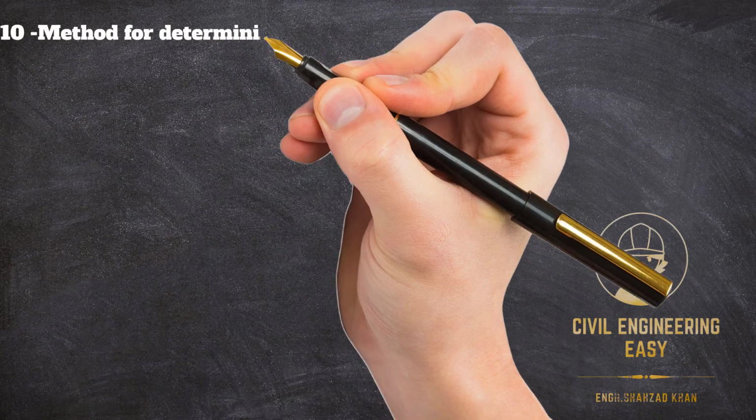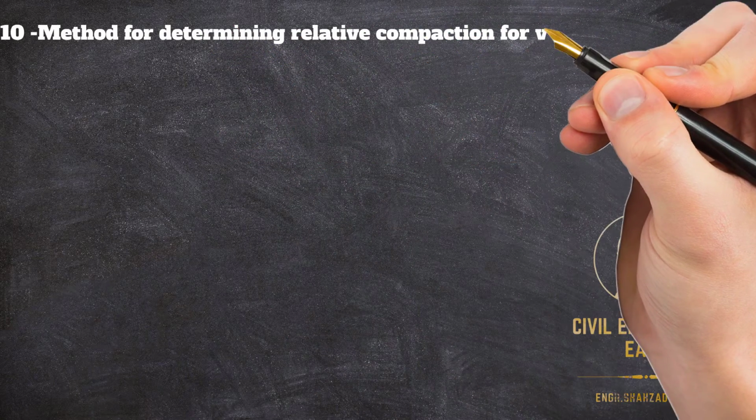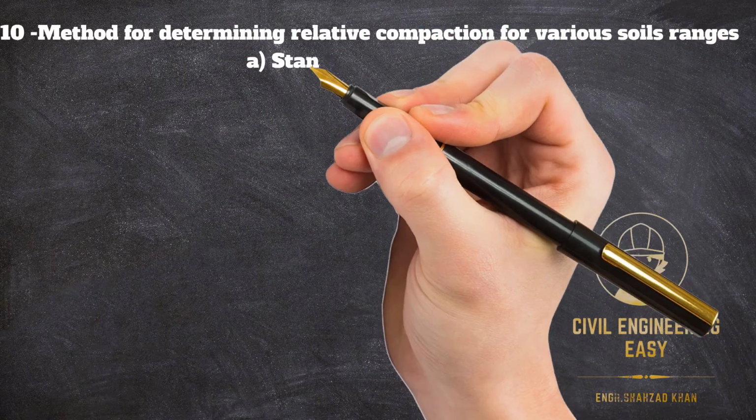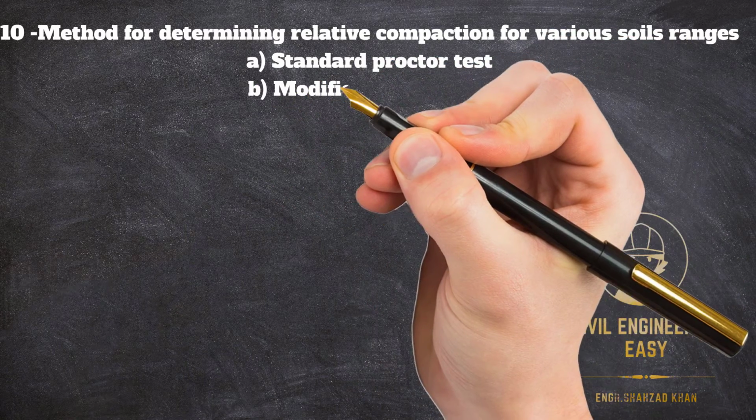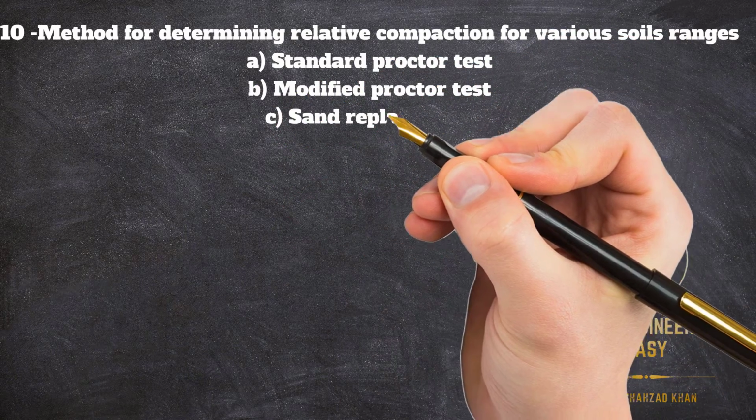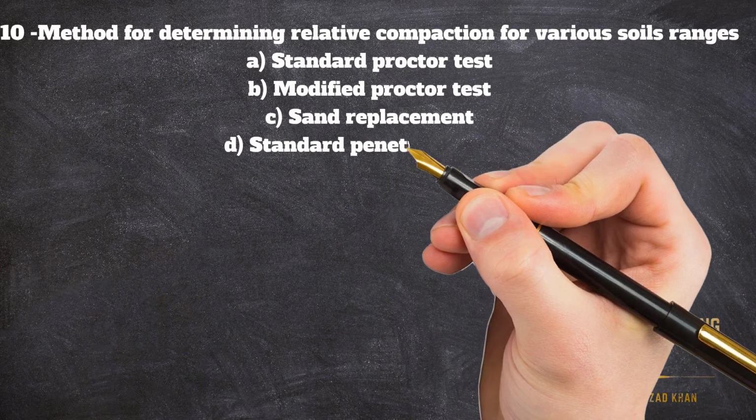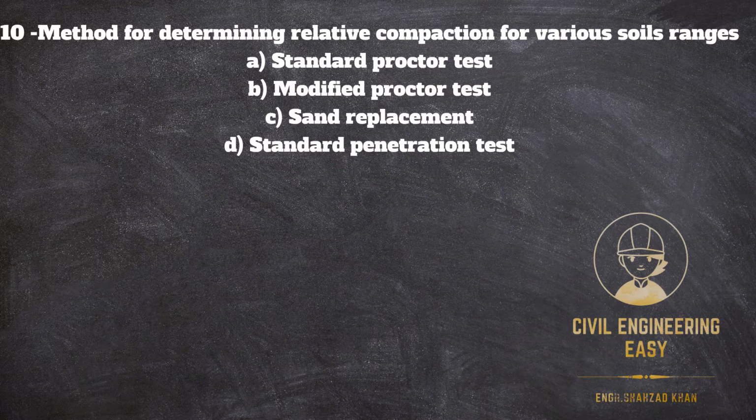In MCQ number 10, the method of determining the relative compaction for various soil ranges is: option A, standard proctor test; option B, modified proctor test; option C, sand replacement; and option D, standard penetration test. So the sand replacement method is used to determine the relative compaction for various soil ranges.